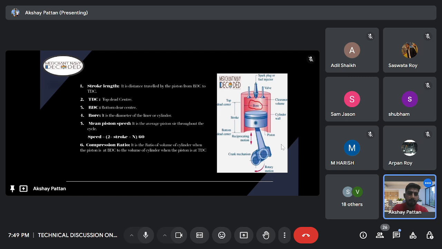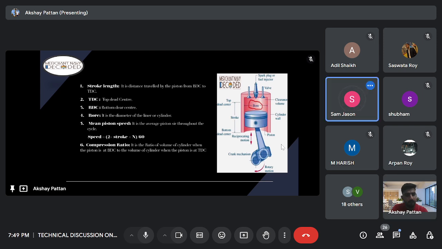Are you getting this? There is a certain amount of volume when the piston is at TDC, that is, exhaust gases are there. Those exhaust gases need to go out of the cylinder, right? While the exhaust gases are still inside the cylinder, they occupy a certain amount of volume.